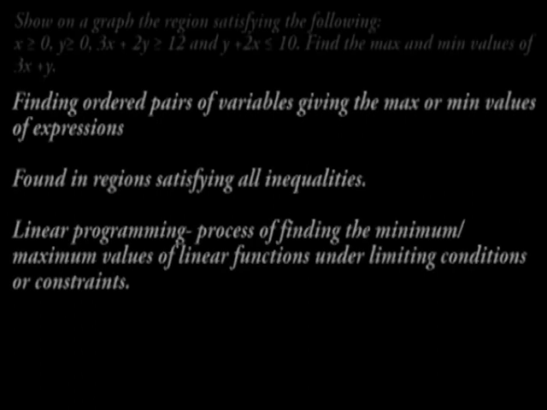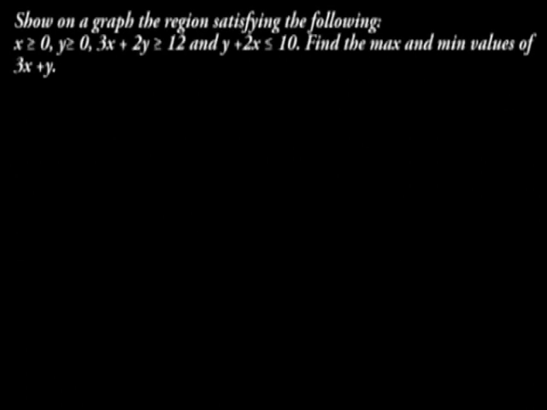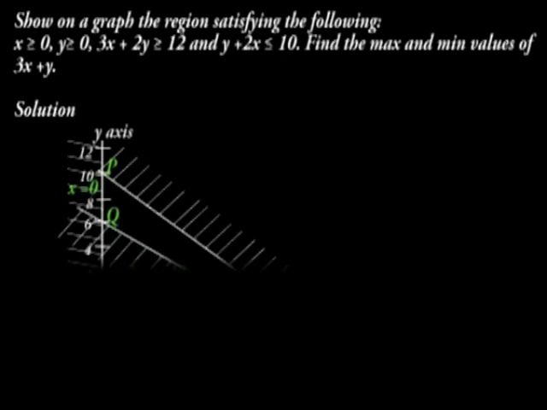For example, show on a graph the region satisfying the following: X is greater or equal to 0, Y is greater or equal to 0, 3X plus 2Y is greater or equal to 12, and Y plus 2X is less or equal to 10. Find the maximum and minimum values of 3X plus Y. In our solution, the graph will appear as shown below.